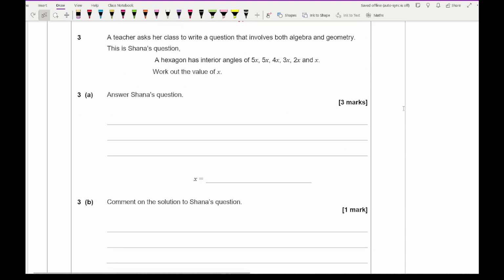Moving on to question 3, it says the teacher asks her class to write in a question that involves both algebra and geometry. This is Shanana's question. A hexagon has interior angles of 5x, 5x, 4x, 3x, 2x and 1x. Work out the value of x.